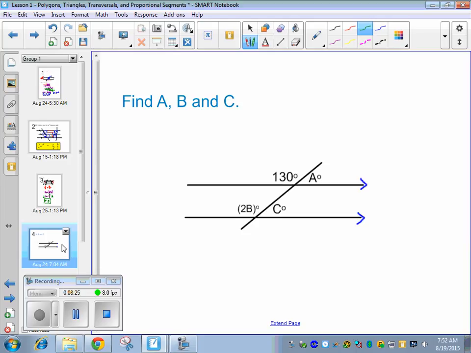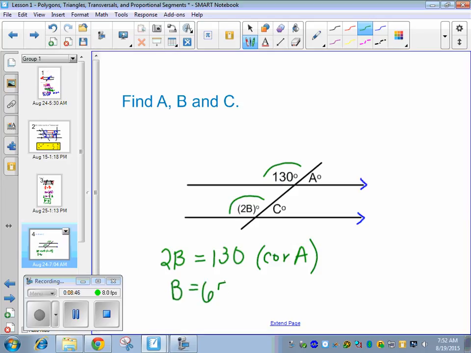Nate. Perfect. So we can actually say that these are equal angles right here. How do we know that 2b is equal to 130? Ethan? Very good. Corresponding angles. We know for sure those have to be equal. So divide by 2, and what is b equal to? Good, 65. And for our answer, we'll put degrees when we're solving for angles.